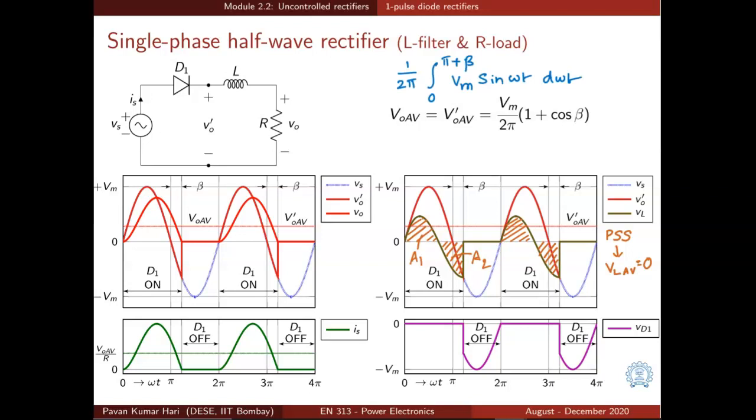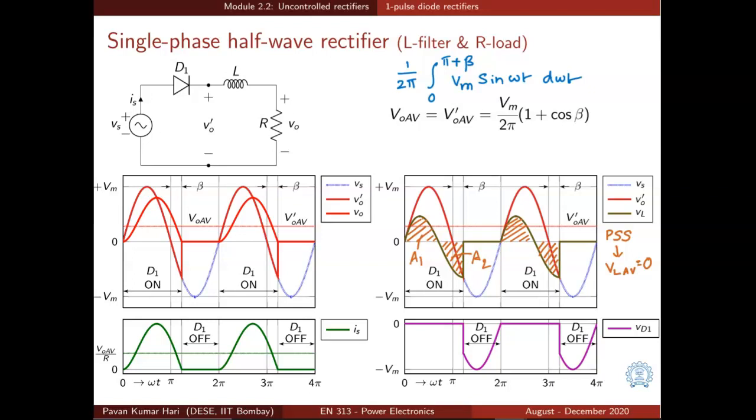Using this integral, 1 by 2 pi integral 0 to pi plus beta Vm sin omega t d omega t, that will give us an expression Vm by 2 pi into 1 plus cos beta. And what is the source current when the diode is off? When the diode is off, of course the source current is 0. That is what is shown here.